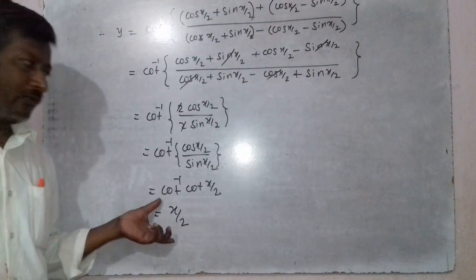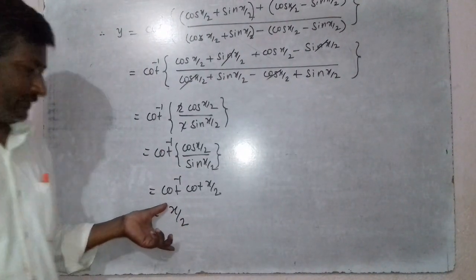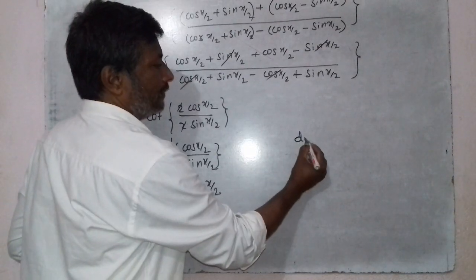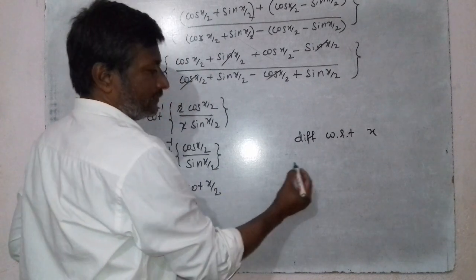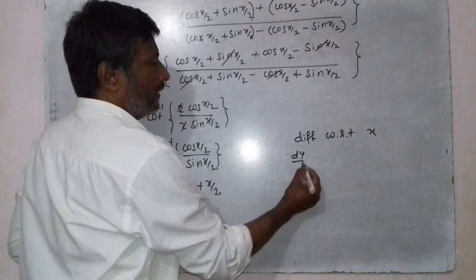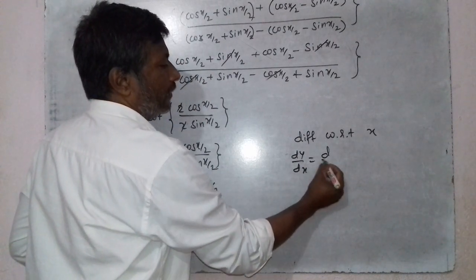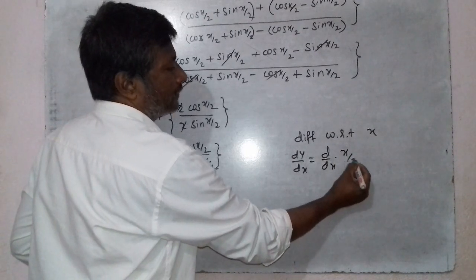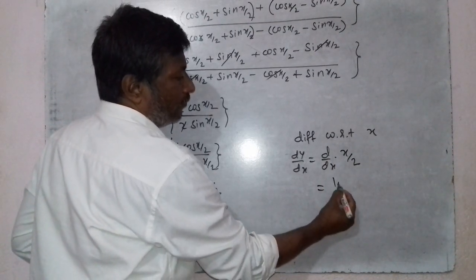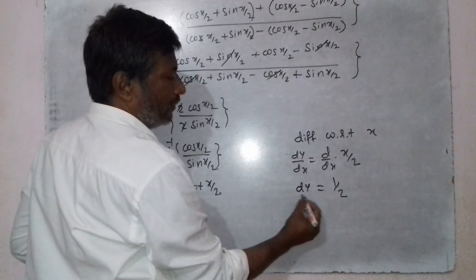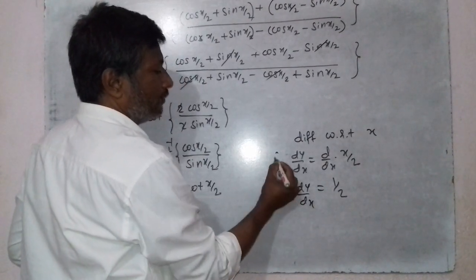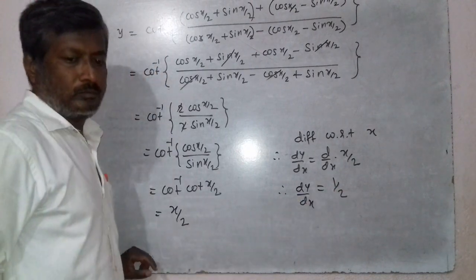x/2. Now differentiate this with respect to x. dy/dx equals d/dx of x/2. This equals 1/2, since the derivative of x is 1. Therefore, dy/dx equals 1/2.